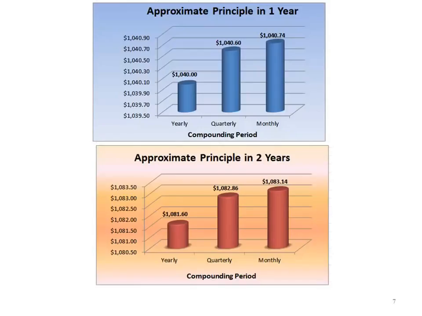Let's take a look at this in a graph. If we put that $1,000 in the savings account for 1 year at the top, you see that at the end of 1 year, if we compound it yearly, we'll have $1,040 in our savings account. If we compound it quarterly, we'll have $1,040.60. If we compound it monthly, we'll have $1,040.74. Look down at the 2-year amount. If we put $1,000 into that savings account, after 2 years, if we compound it yearly, we will have $1,081.60. If we compound it quarterly, we'll have $1,082.86. If we compound it monthly, we'll have $1,083.14.